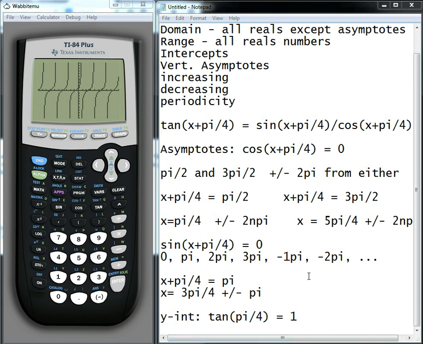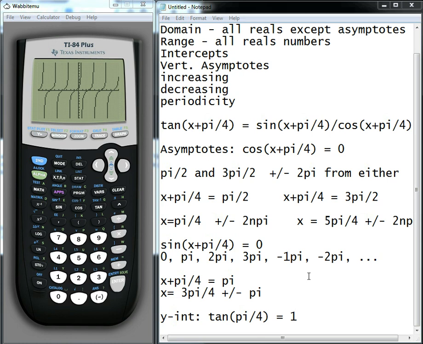Now, intervals where it's increasing or decreasing, this is actually increasing as you move left to right all the time. It's never decreasing. Because it makes that jump to negative infinity, it's always increasing. So you can just write always increasing, never decreasing.